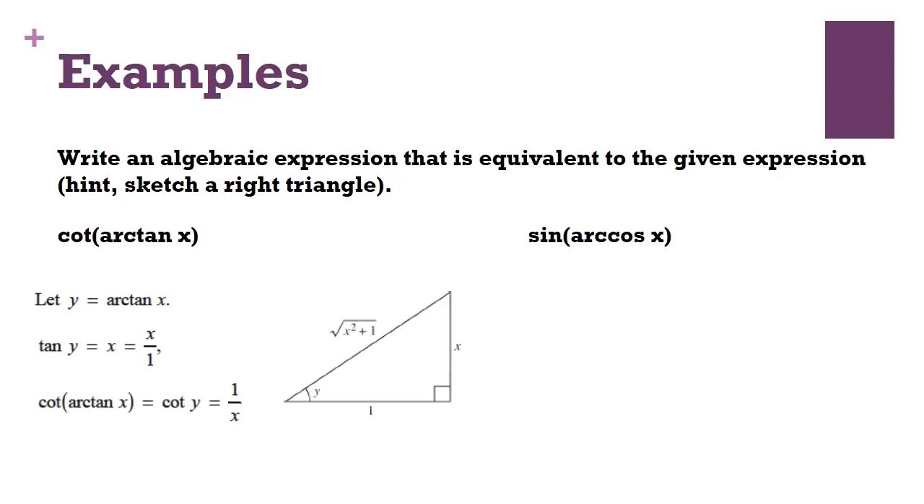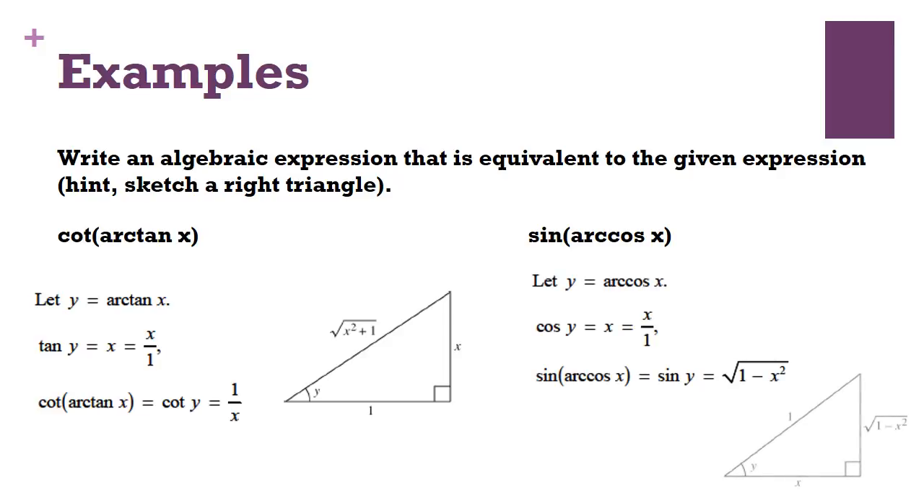Okay, if the tangent is x, it's x over 1. Find the missing side. Actually, you don't even need to do that for this one. The cotangent is just going to be 1 over x. For this one, label it, find your missing side, and we get the square root of 1 minus x squared.